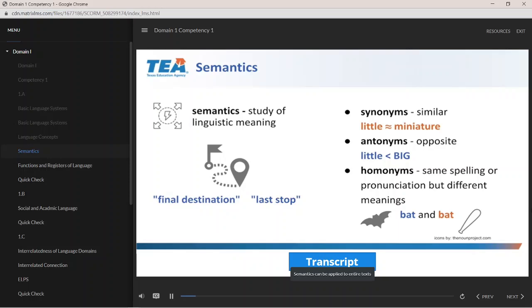Semantics can be applied to entire texts or to single words, as in final destination and last stop, which are technically synonymous, but semantically different. The student application is that as English learners' fluency improves, semantics can help deepen their understanding of words and how to use them.